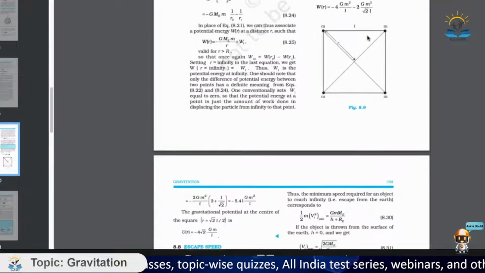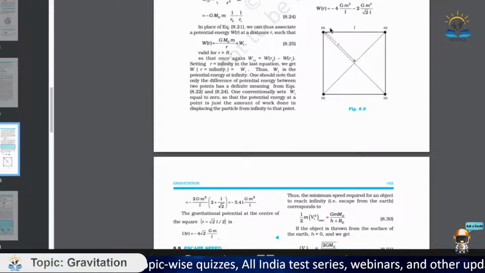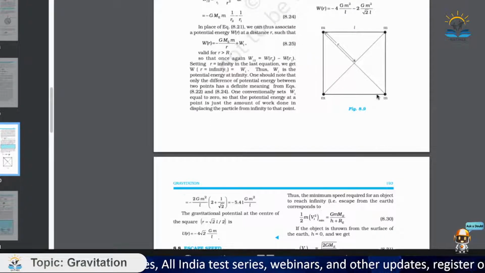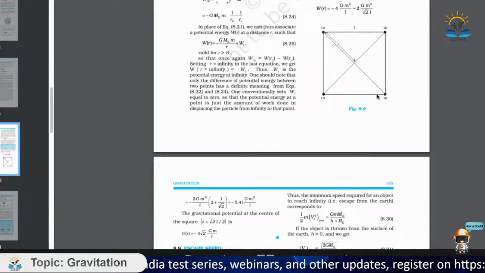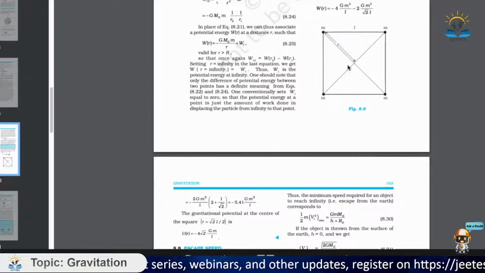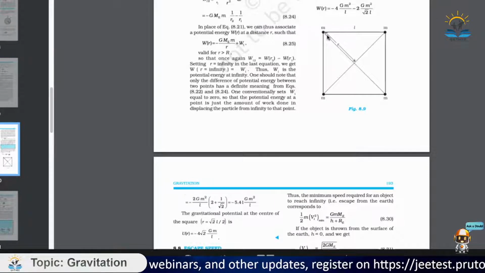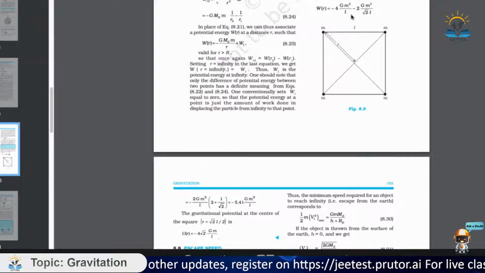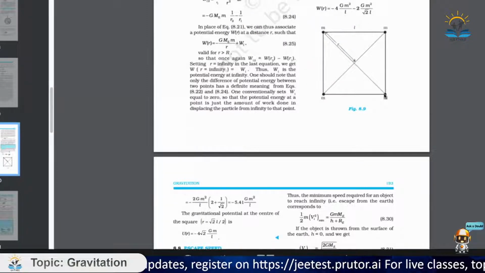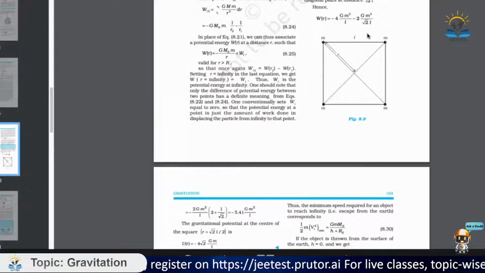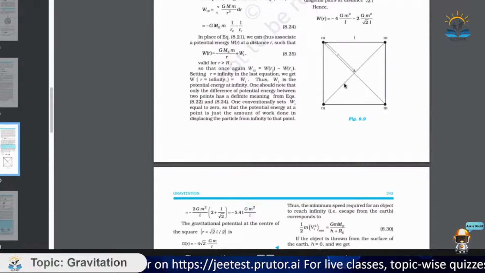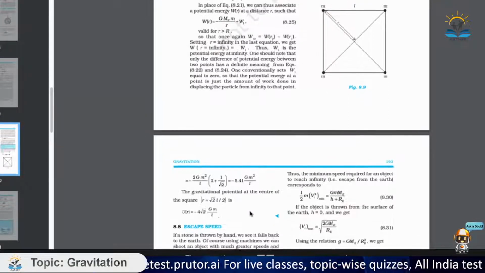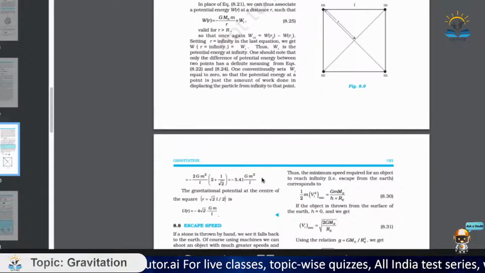Also, since there are four particles, 1, 2, 3, 4, and we have to select two particles to write their interacting potential, there would be 4C2 terms coming here. So there are a total of 6 terms that came here, telling the interaction between the four particles. On solving this, we get minus 5.41 G m squared by L.